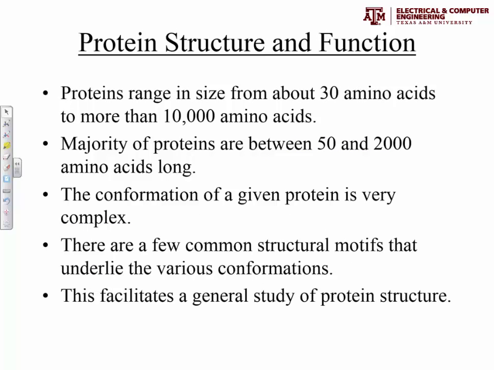Now, proteins range in size from about 30 amino acids to more than 10,000 amino acids. And you can imagine, if you have 10,000 amino acids, how many possibilities there are at each location. There are 20 possible side chains, so it's 20 to the power of 10,000. That's the number of proteins that you could have of that size.